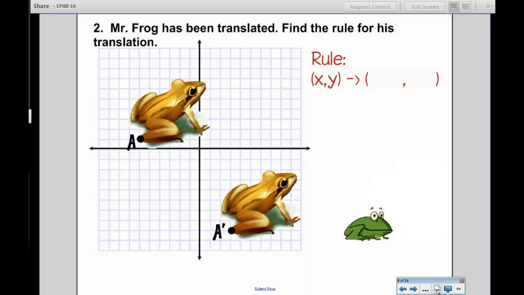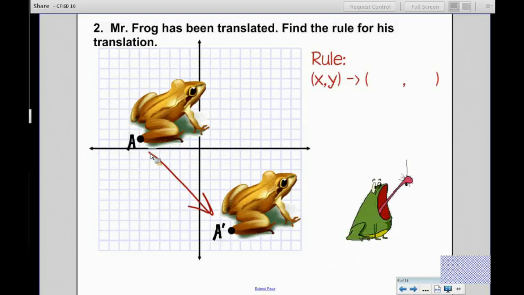George, can you do this one? Can you tell me the rule? Can you count? It's a lot of counting. What is the rule to get from this frog to this frog? What happened to the x? What happened to the y? What's the rule, George?